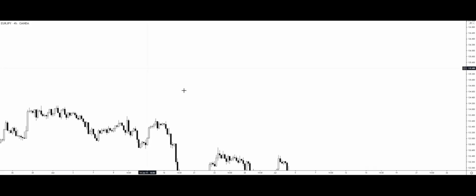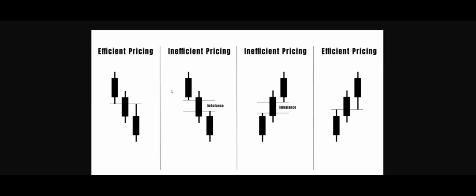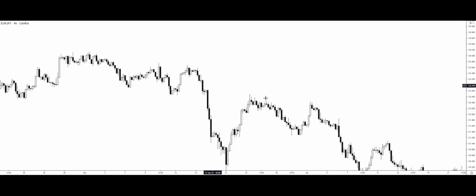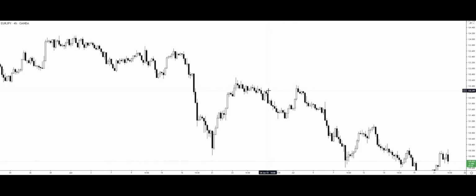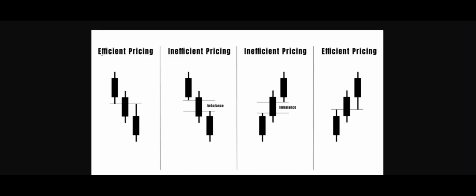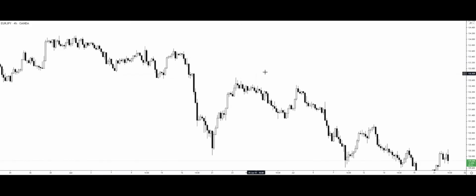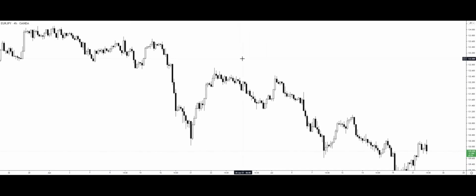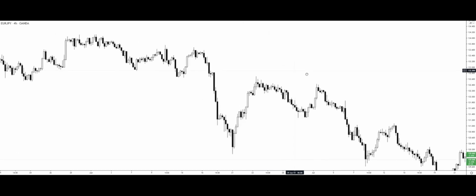So if we jump on the charts, this is something that won't take long to pick up at all. All you have to understand is what we use this with: order blocks. When you combine an order block with an imbalance below or above it, that's powerful. That's what makes a valid order block, which you've probably learned by now.